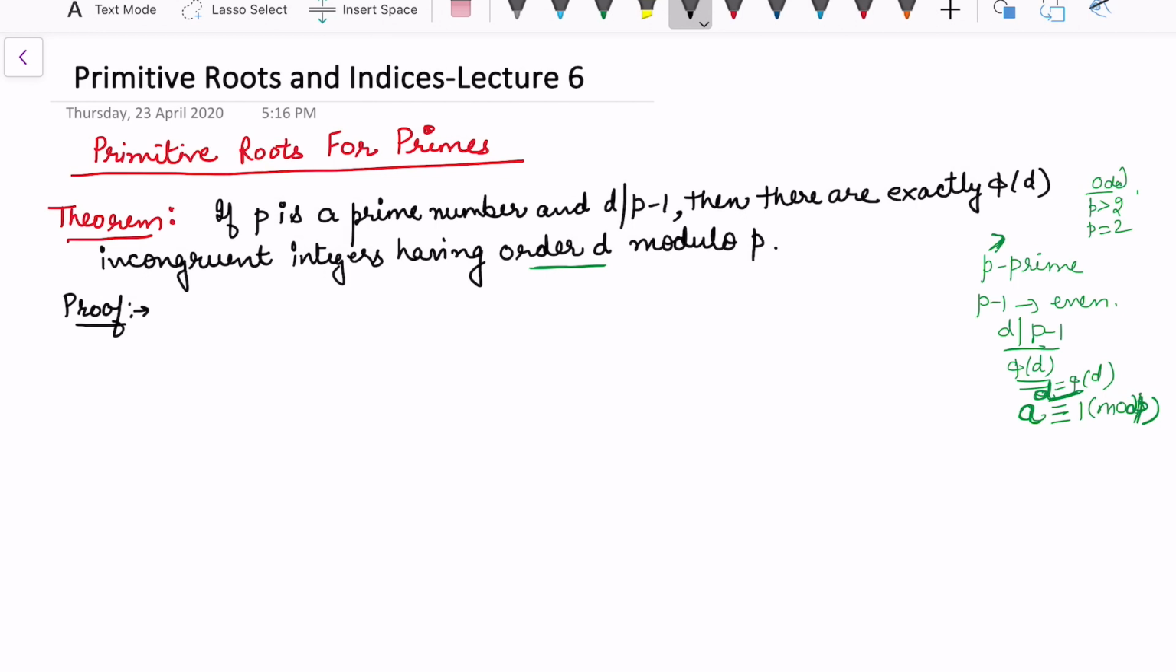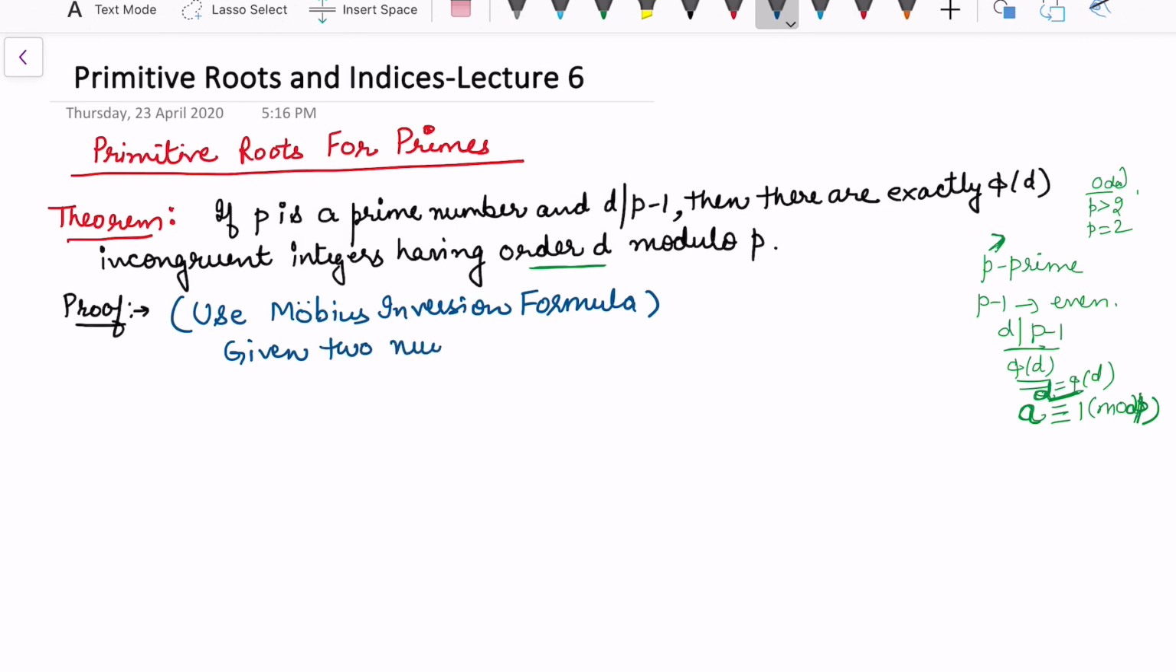So now first I am going to prove this theorem using the Mobius inversion formula. And before that, let me recall what the Mobius inversion formula is, so that we don't have to again and again recall that one. Given two number theoretic functions, which are related with an expression.